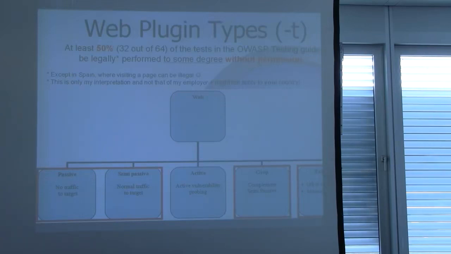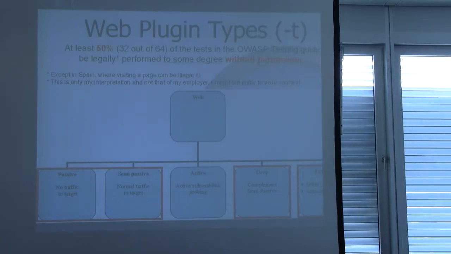I said before that OWTF tries to help the pentester test security as fast as possible. One of the ways to do this is to start testing before we have permission. And this is possible because we divide the tests into passive, semi-passive, active, and then there's external and grep. Passive will essentially not send any traffic against the target, so we are basically testing through third-party sites.